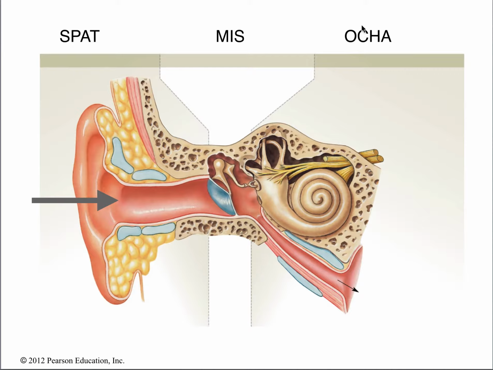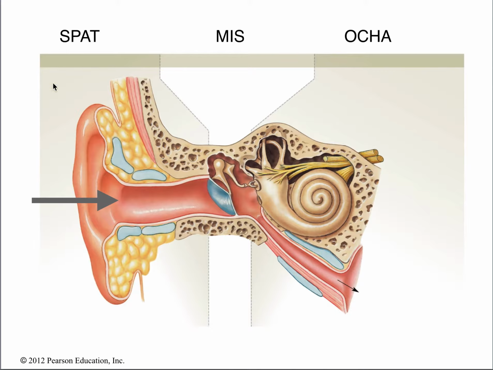And then it affects the cochlea, which is associated with sound transmission. Finally it ends on what we call hair receptors or hair cells, and it follows through the nerve called the auditory nerve, also known as vestibulocochlear and cranial nerve 8. So one more time. SPAT, MISS, OCHA.